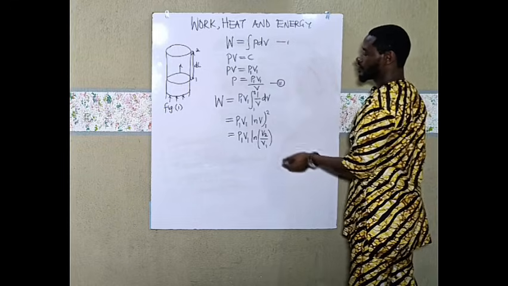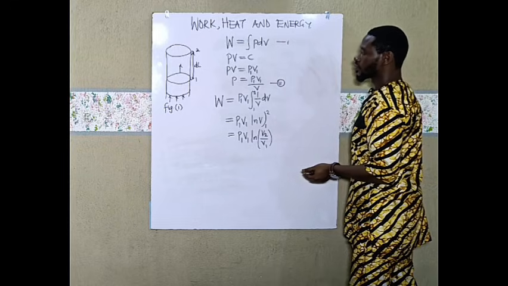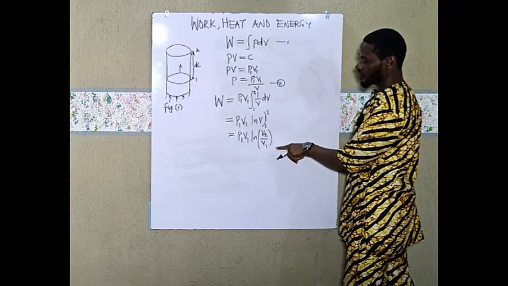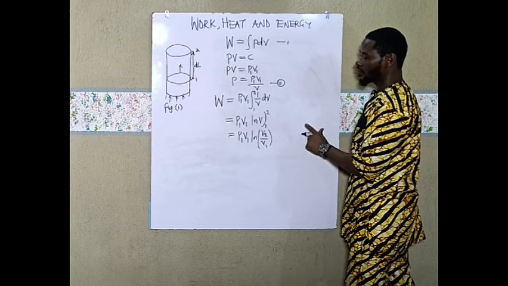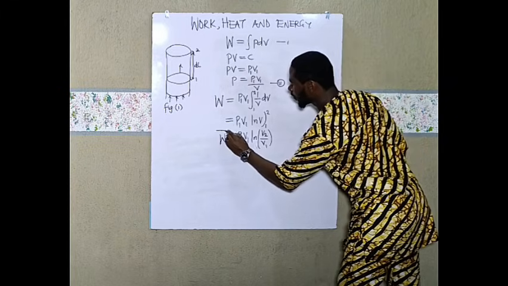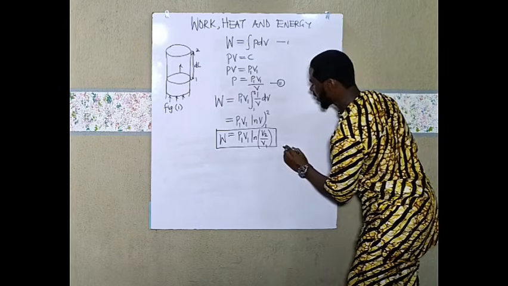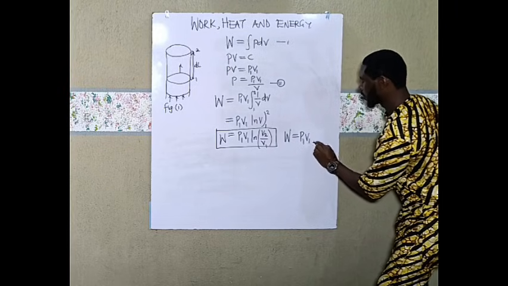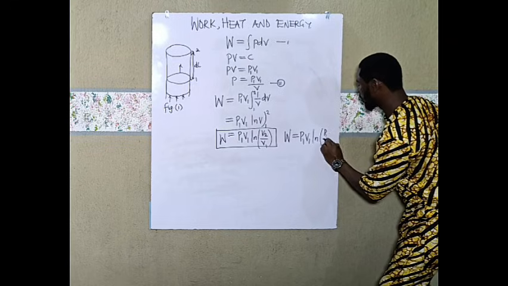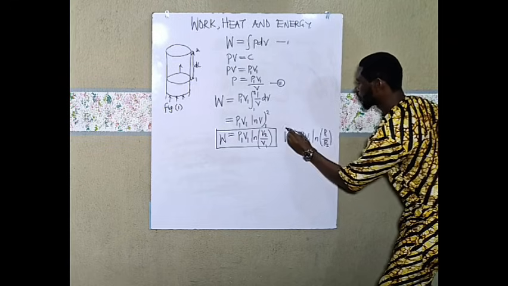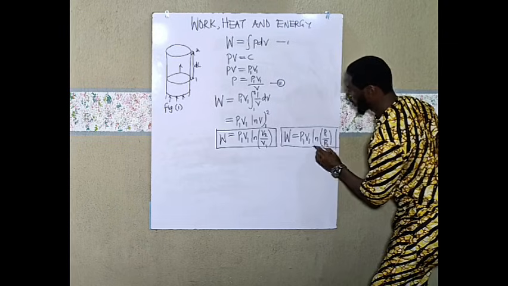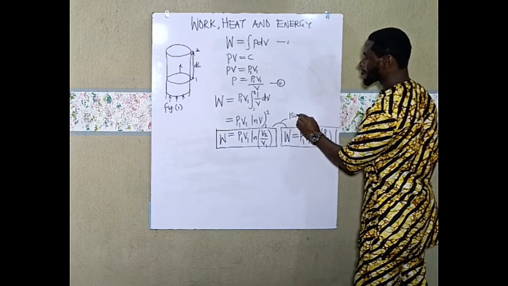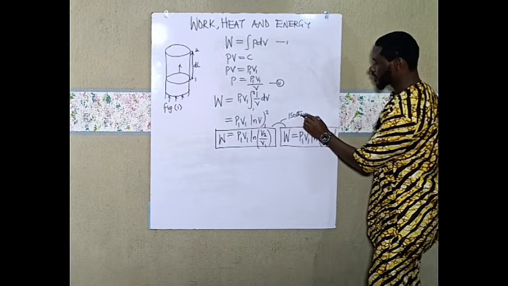Following this expression, PV equals C. Therefore, we also want to relate the work done, which is in terms of V2 over V1, in terms of P1 over P2. Definitely, the work done can also be expressed as P1 V1 ln P1 over P2. This is the work done in an isothermal process.